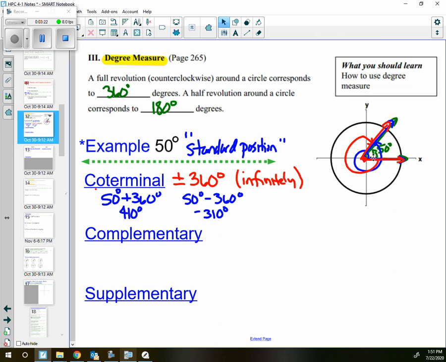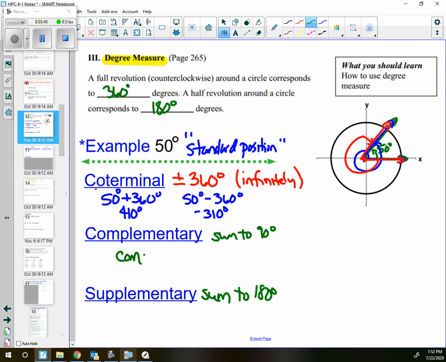All right, let's talk about complements and supplementary angles. Complementary angles, remember, sum to 90 degrees. In radian lingo, that would be pi over 2 then. Supplementary sum to 180. Remember, C comes before S, 90 comes before 180. So if you have an angle measurement, to find its complement, you just do 90 minus the angle. So what would the complement of 50 degrees be? Well, that would be 40. What would the supplement be? 180 minus 50 degrees, so that would be 130.